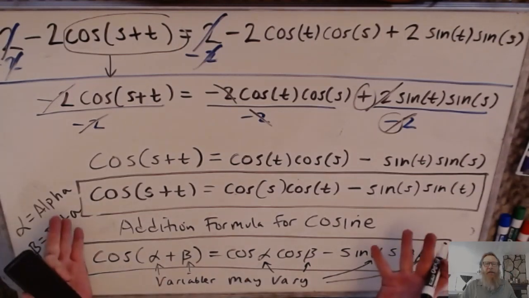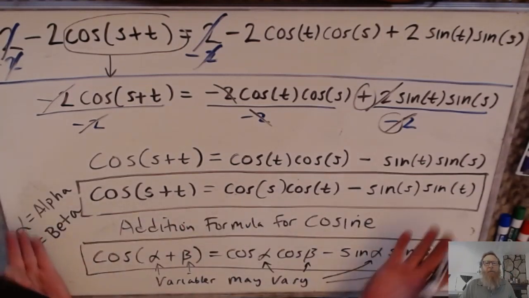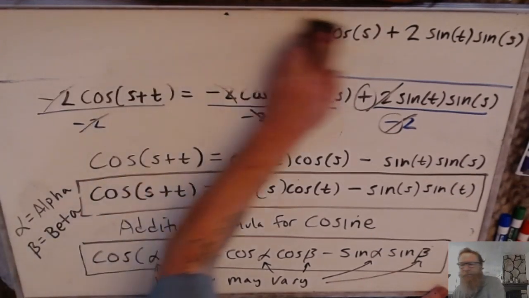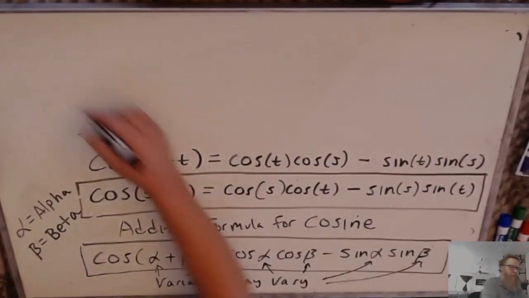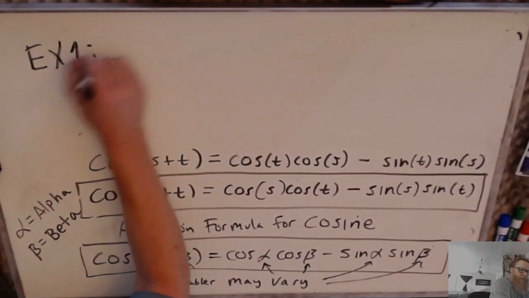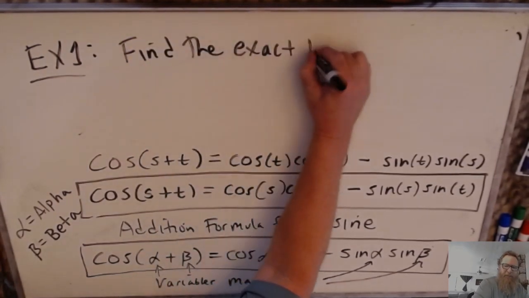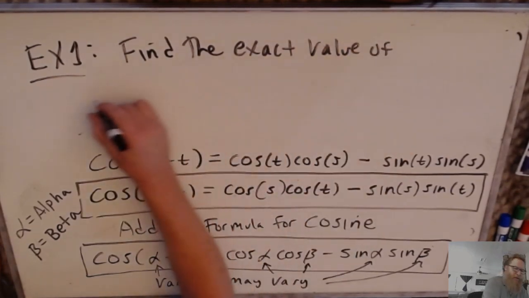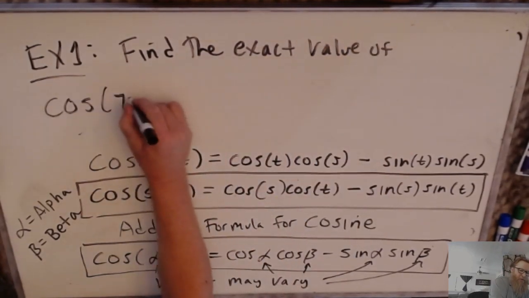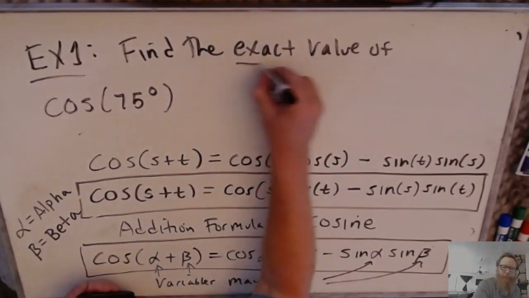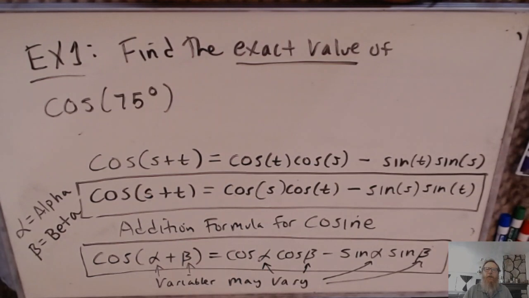So you got your formula. There it is. Cosine of the sum of two angles. Want to see how this works? Find the exact value of cosine 75 degrees.